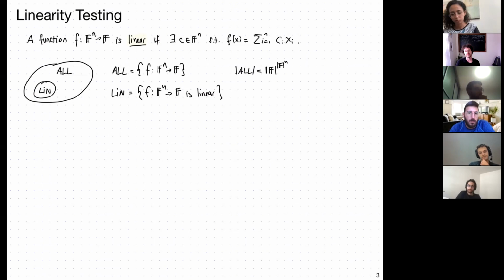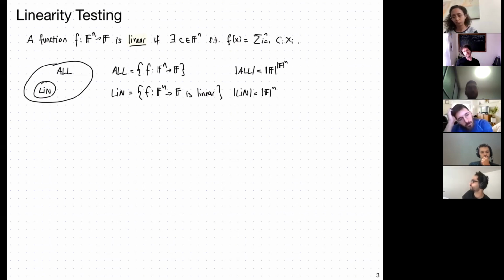F to the n. F to the n. Exactly. Excellent. Right, and the idea is, because what is a linear function? I mean, we have n variables to choose from, and each variable can get one coefficient from the field F. So we have F choices for the first coefficient, F choices for the second one, and so on and so forth. So what does this tell us?